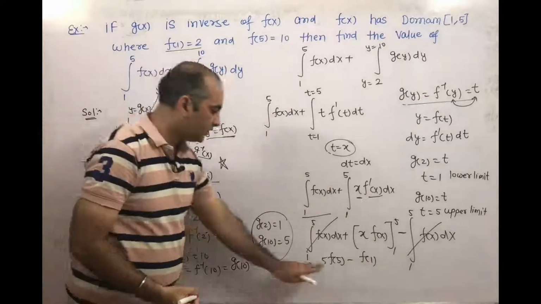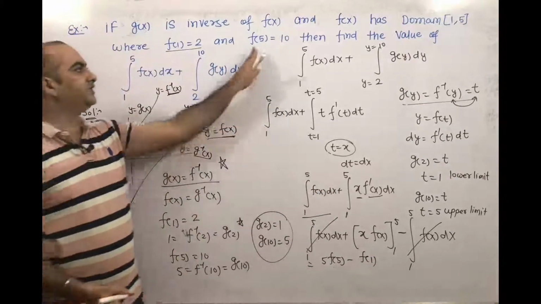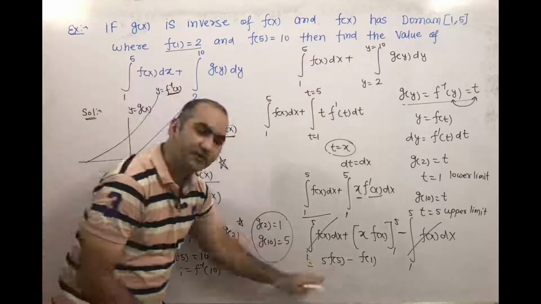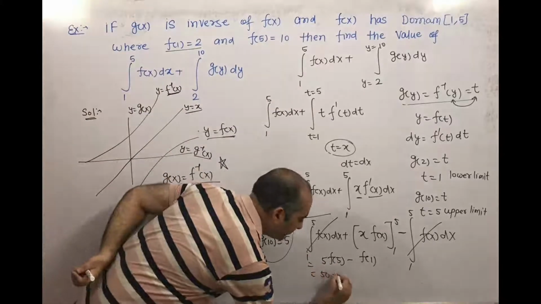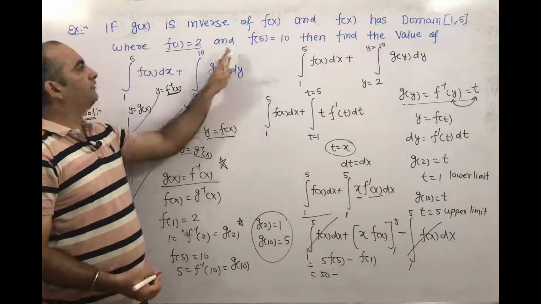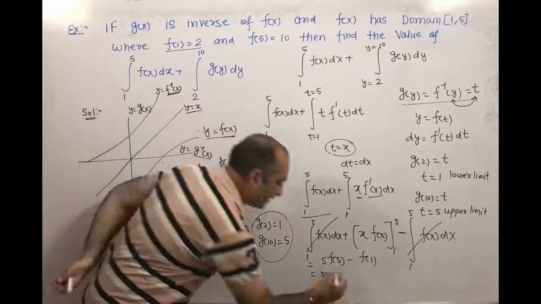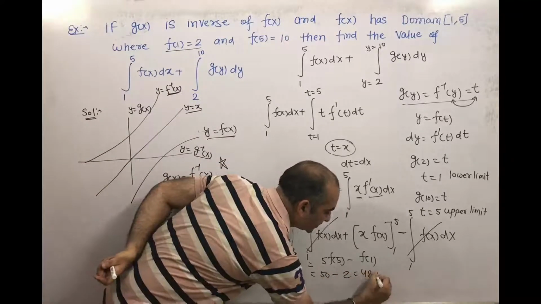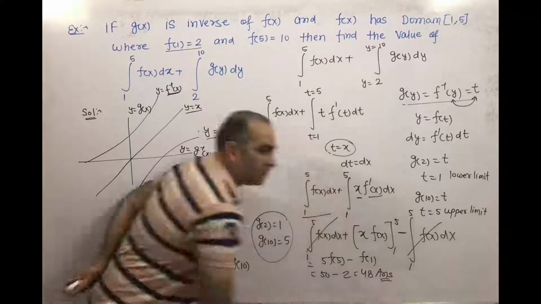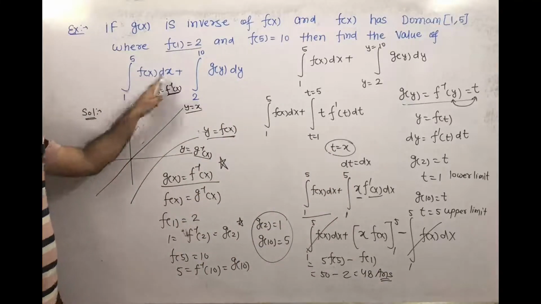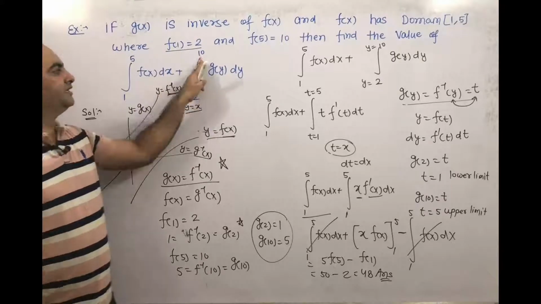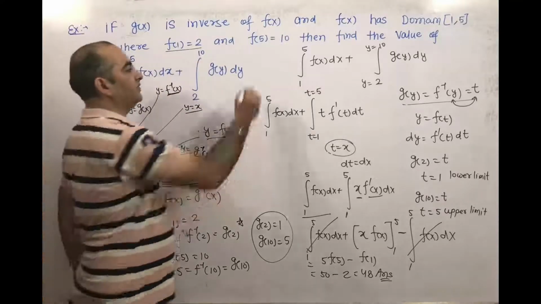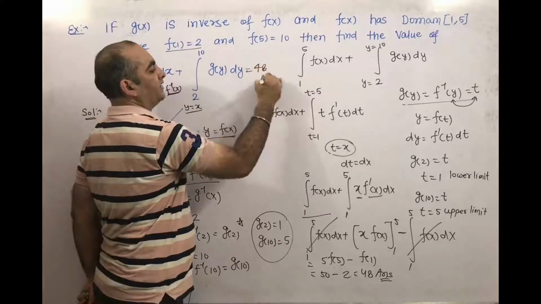So f of 5 is what? 10. So if I put here 10, 50 minus f of 1, which is 2. So 50 minus 2, so 48. This is your answer. So integration of 1 to 5 f(x) dx plus integration of 2 to 10 g(y) dy, this value will be 48. This is your answer.